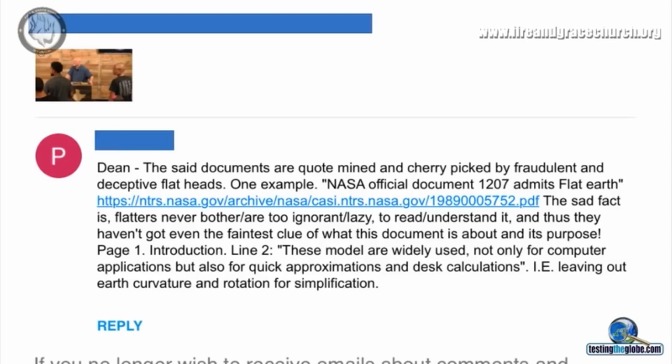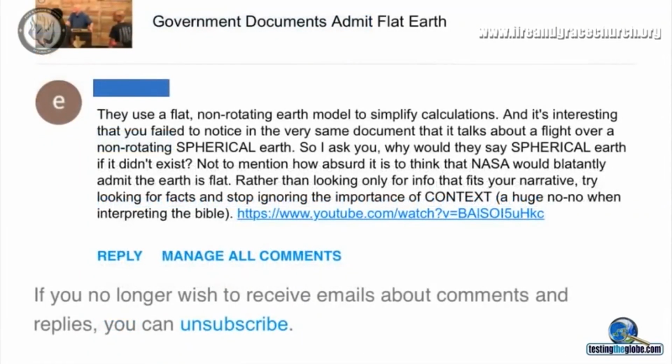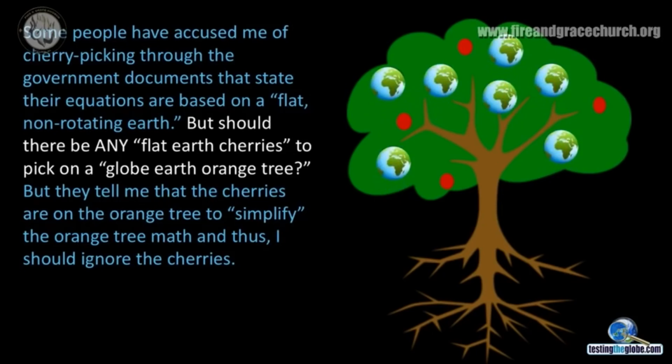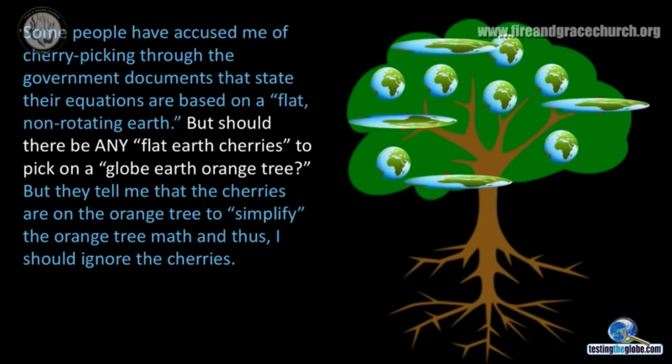But I wanted to address the issue of cherry picking. Of course, the same thing said here pretty much. And let's just deal with this. Here we have an orange tree with cherries on it. Some people have accused me of cherry picking through the government documents that state their equations are based on a flat, non-rotating Earth. But should there be any flat Earth cherries to pick at all? But they tell me that the cherries are on the orange tree to simplify the orange tree math, thus I should ignore the cherries. I just wanted to illustrate that, of course, and there's your globe Earth tree with flat Earth cherries on it to pick, okay?